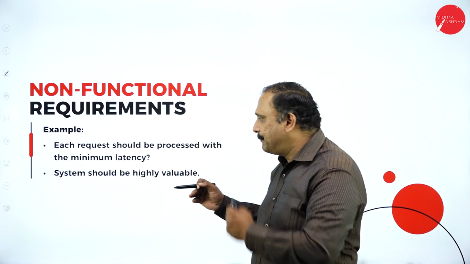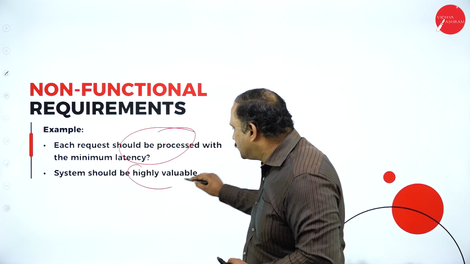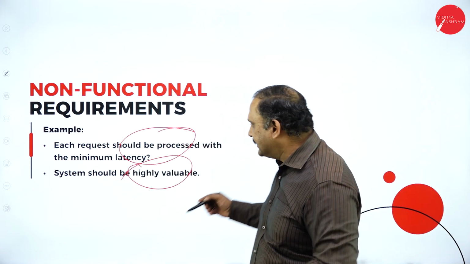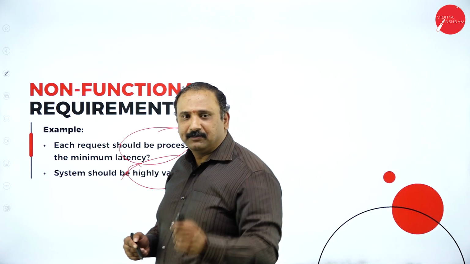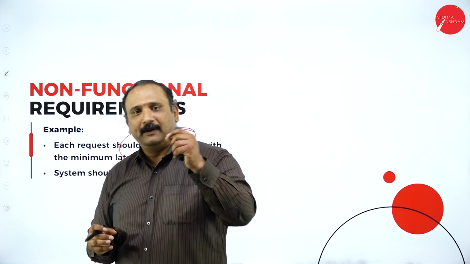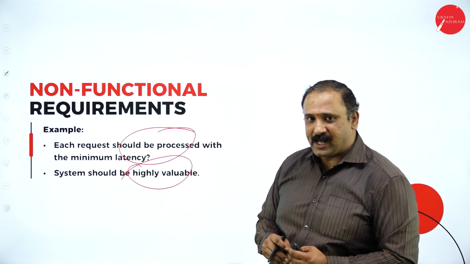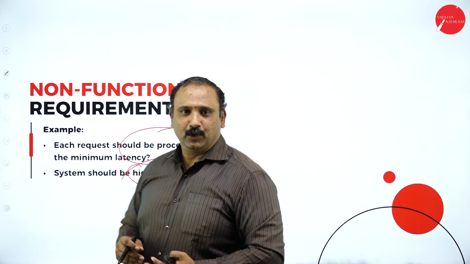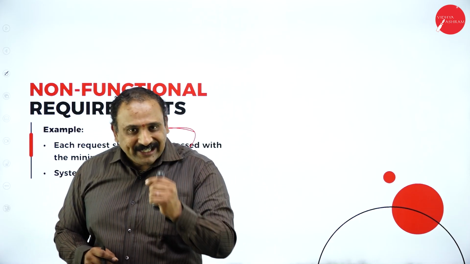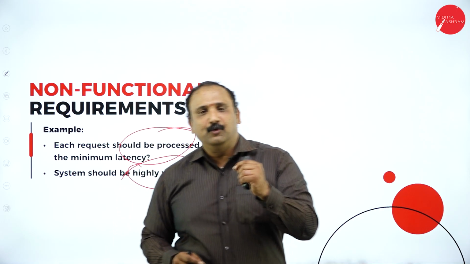Now look at the example here. Each request should be processed with a minimum latency. System should be highly valuable. Now the word latency, for example, what is the time it takes for you when you open up your Google Chrome and you start typing a particular app or a particular name altogether? Imagine, let's say that Google takes about 1 hour to give an answer to you. You're not going to look into that software again. You need answers in nanoseconds. You don't need answers that keep you waiting for hours together.